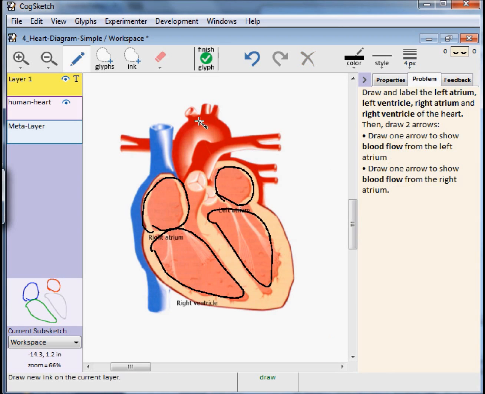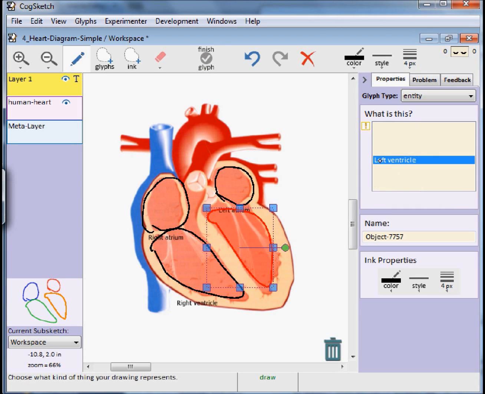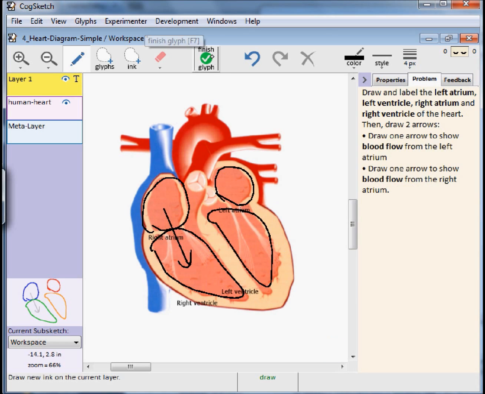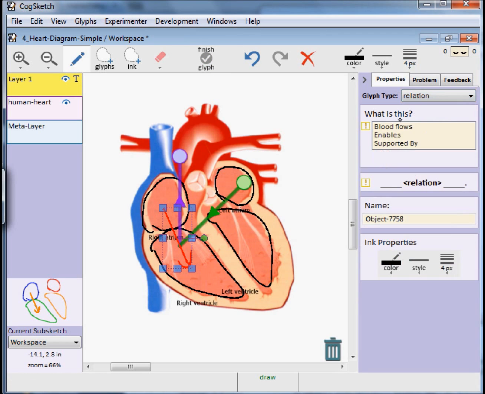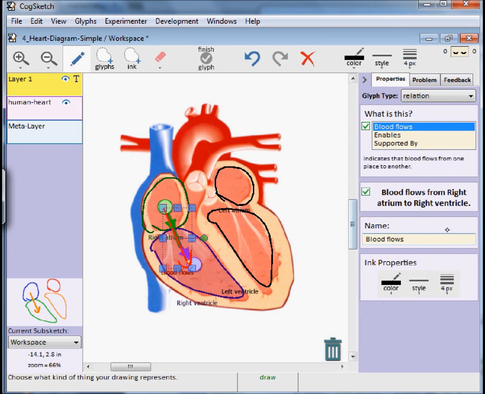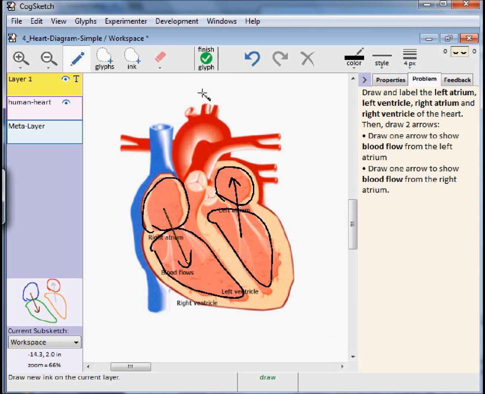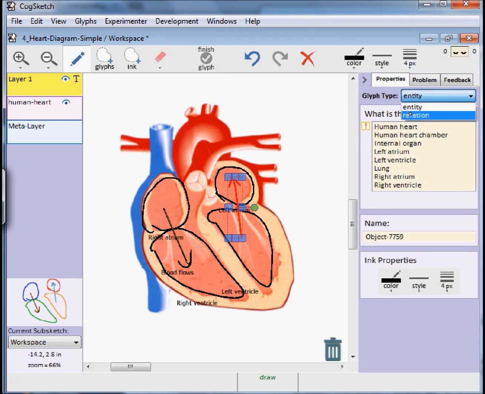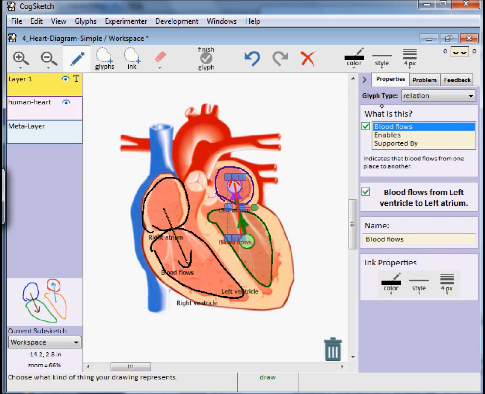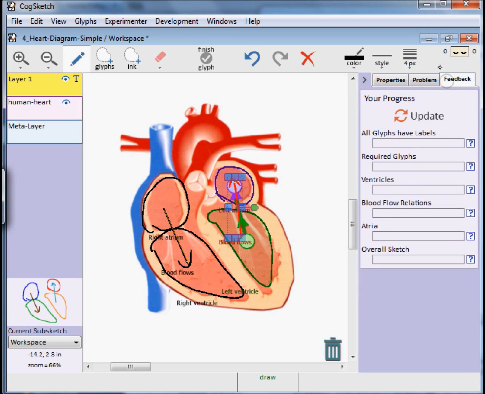To represent blood flow between the chambers, the student draws arrows, which are used to represent relationships. CogSketch uses the direction of the arrow to automatically determine the arguments to the relation, blood flows. To determine the correctness of the blood flow arrows, CogSketch looks for qualitative similarities and differences between the relations in the student sketch and the solution sketch.